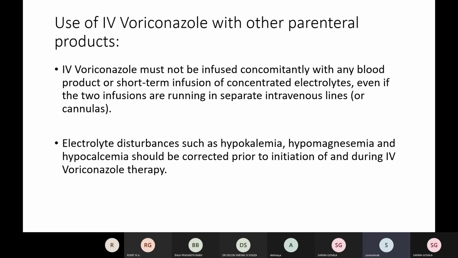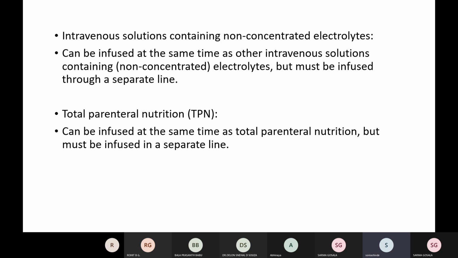It's mandatory to check for potassium, magnesium, and calcium levels before starting IV voriconazole. Intravenous solutions containing non-concentrated electrolytes can be infused at the same time as other intravenous solutions containing non-concentrated electrolytes, but must be infused through a separate port or separate line, not through the same cannula.